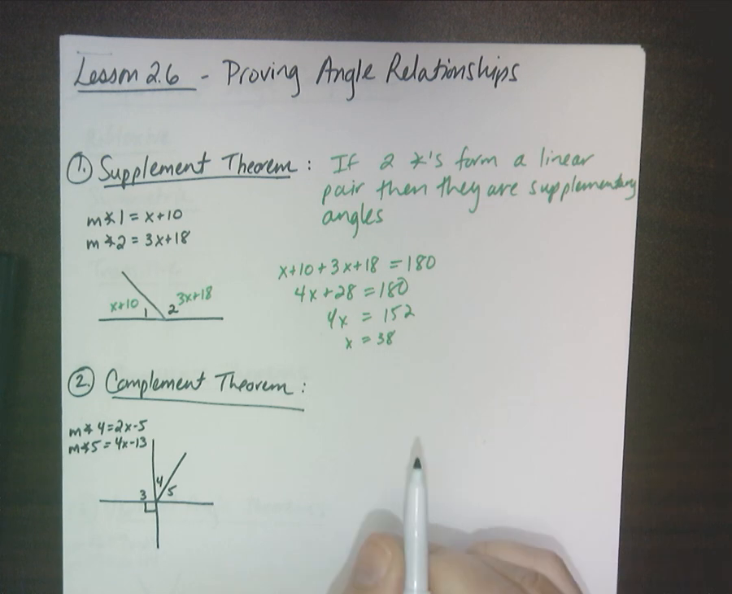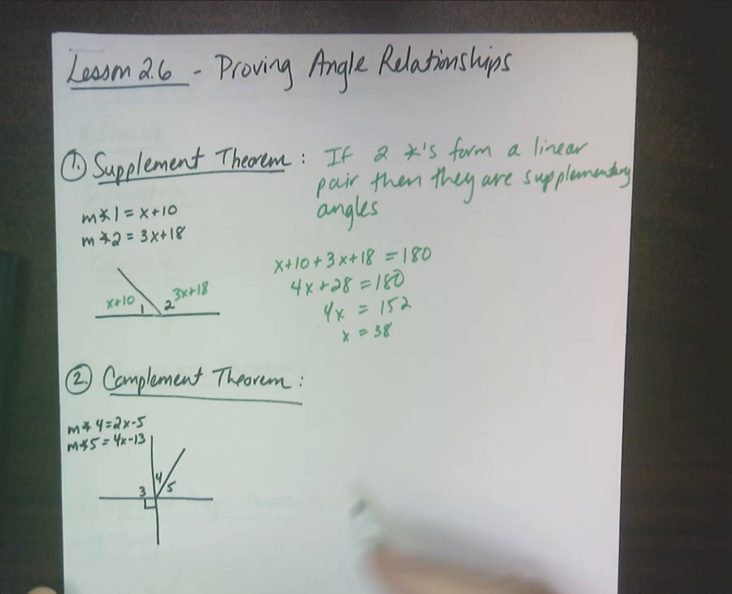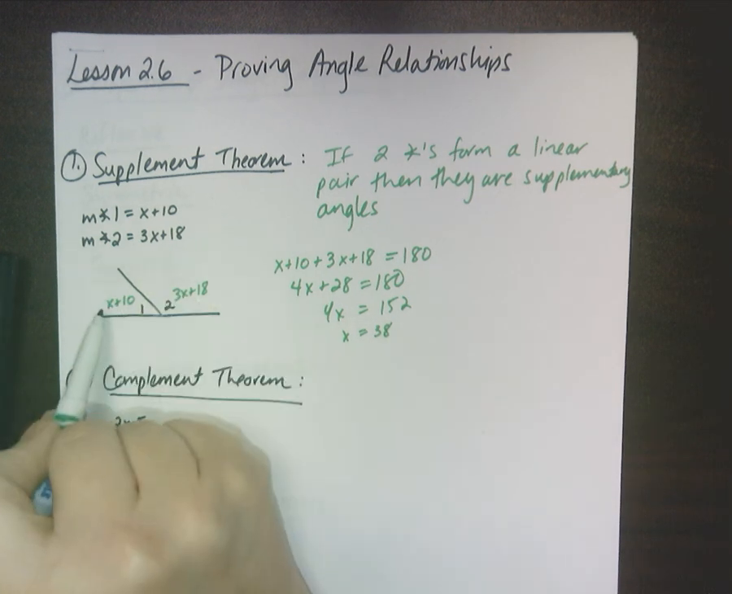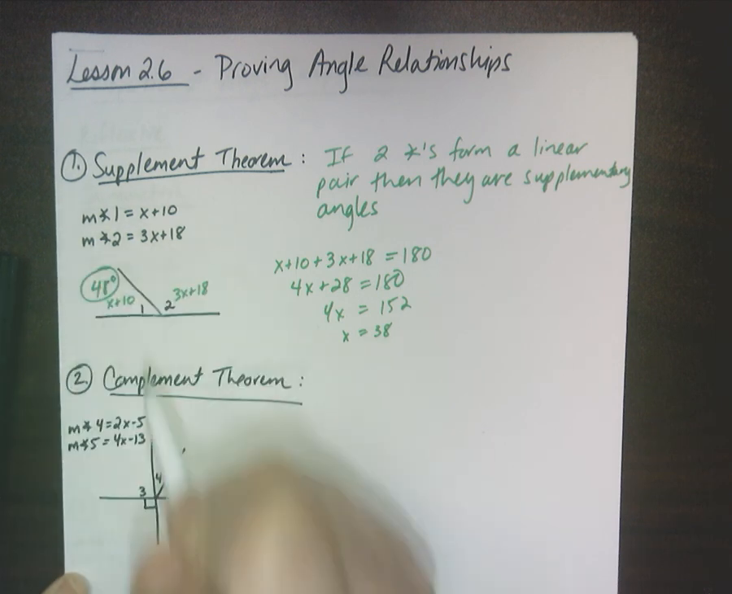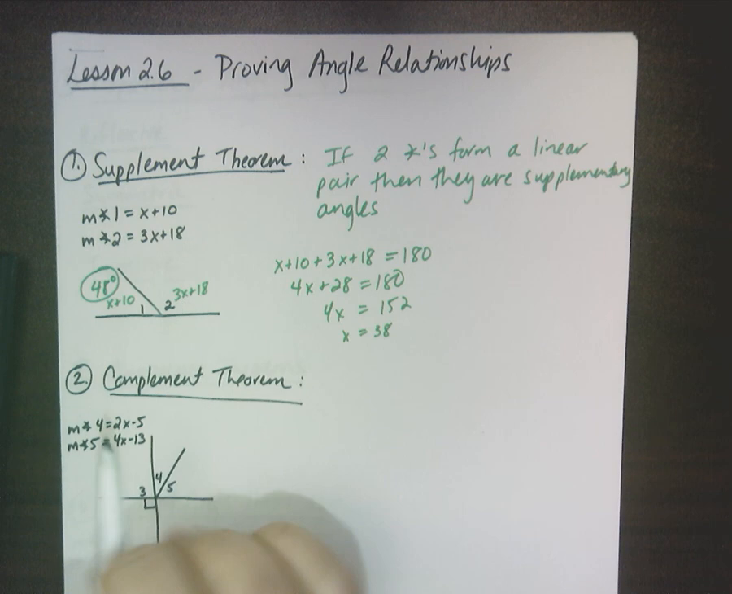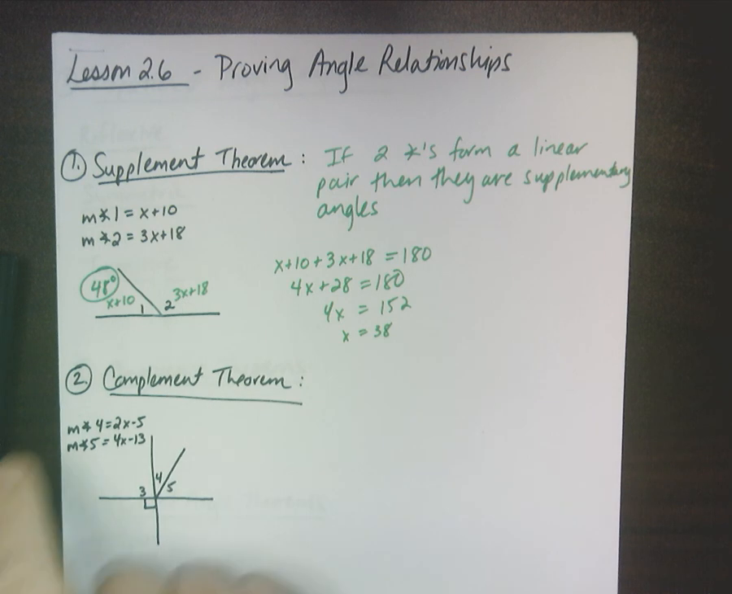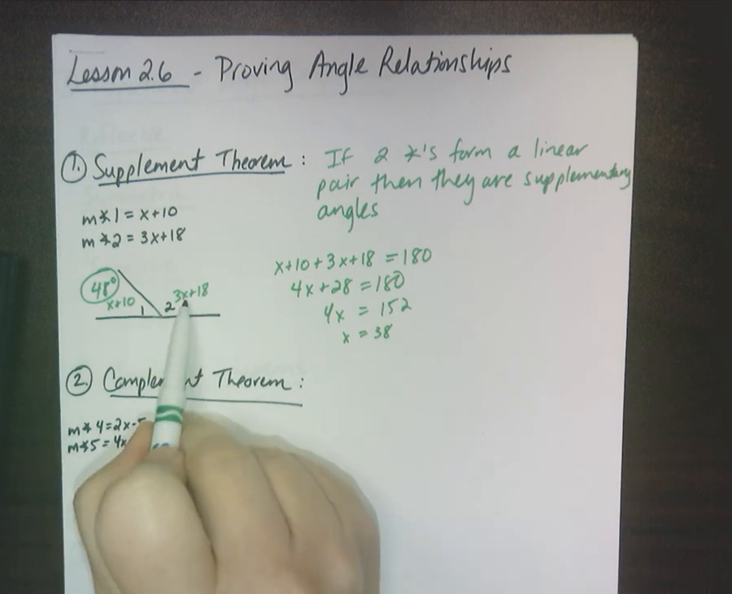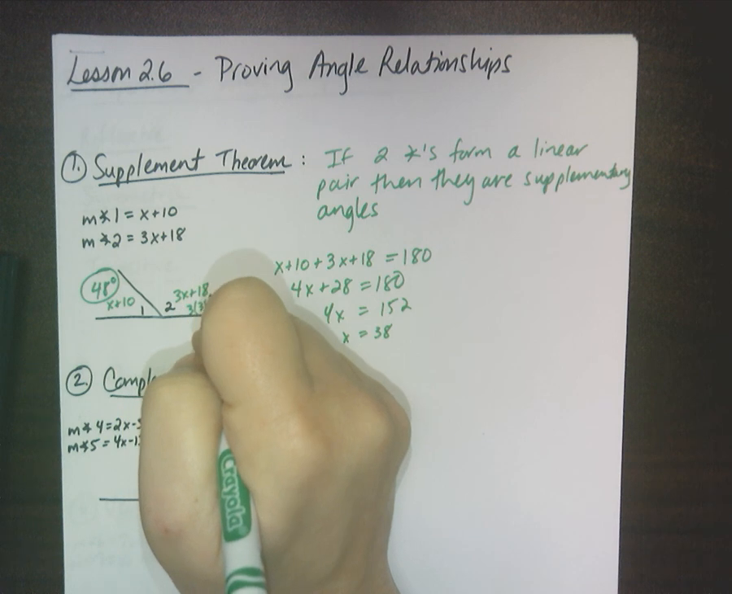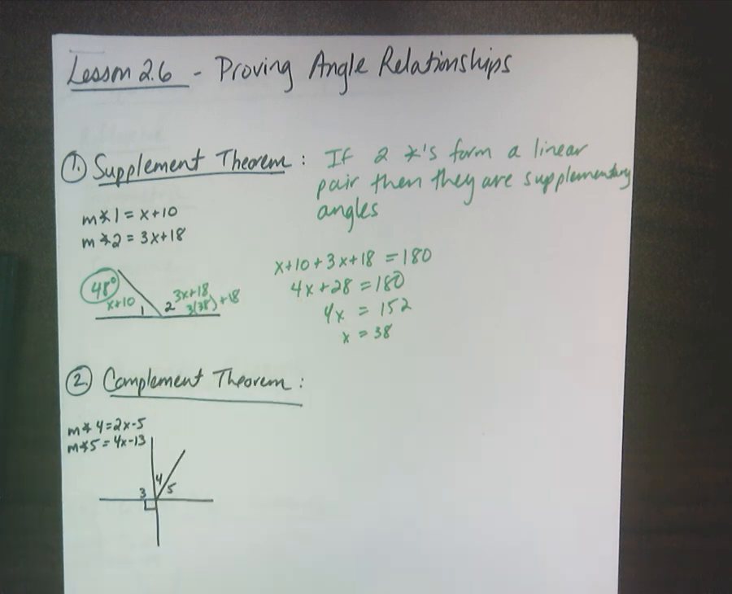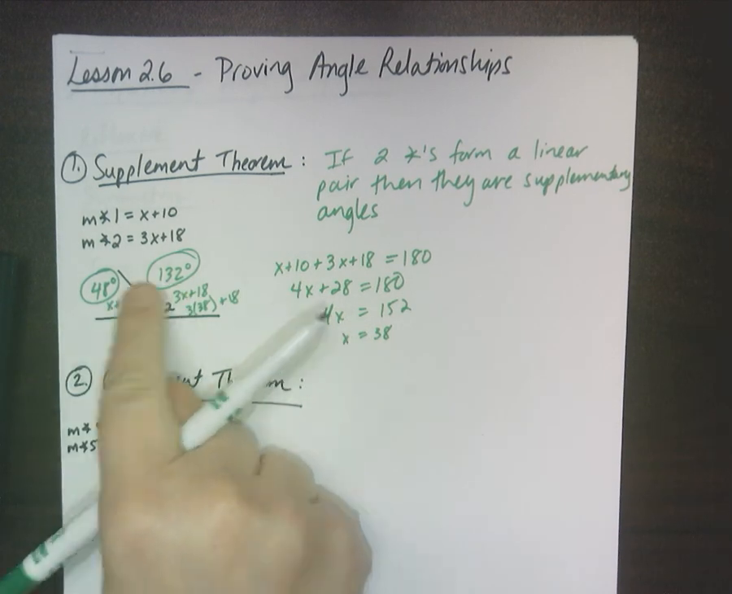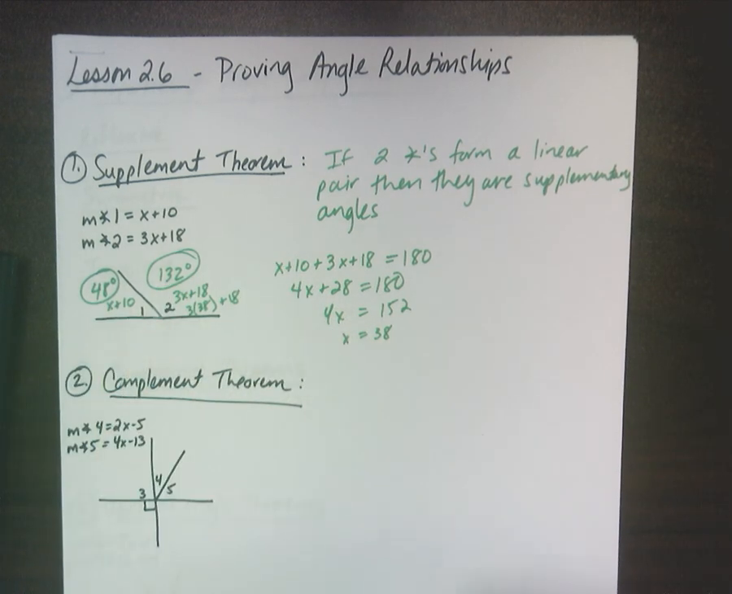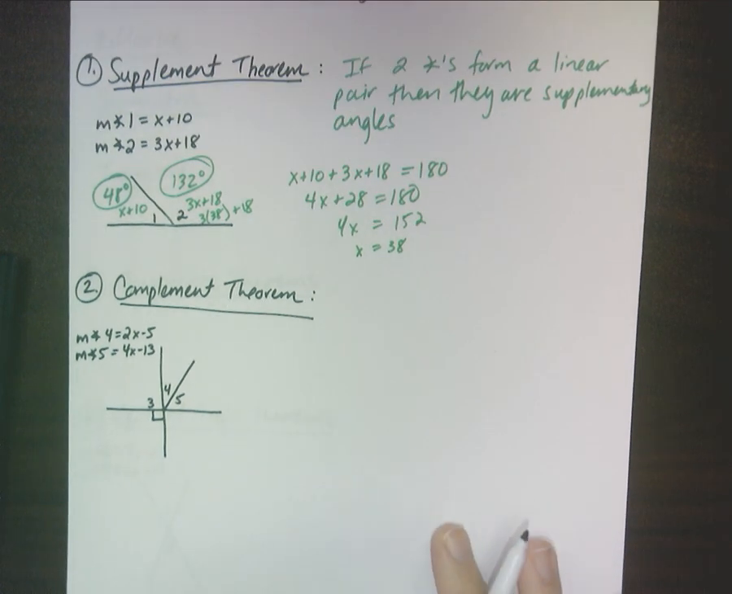Now that's what x is. But if you were to find the angle measure, you'd have to put 38 back in for x. 38 plus 10 makes 48. And then 38 times 3 and add 18 would be 132. And just double check, aren't those supplementary to each other? 132 and 48? Bingo.